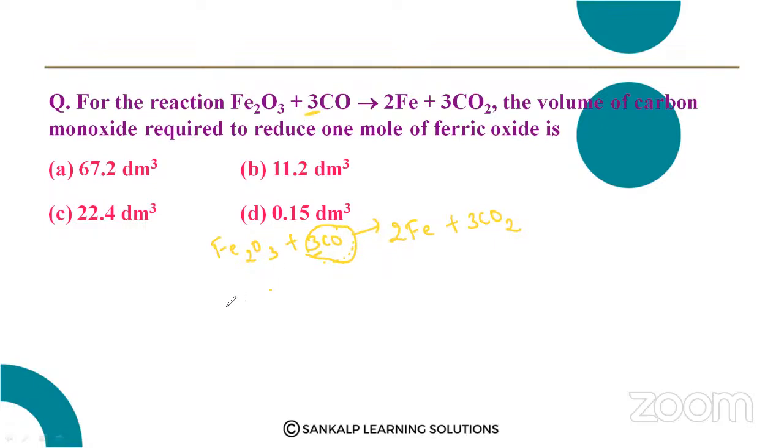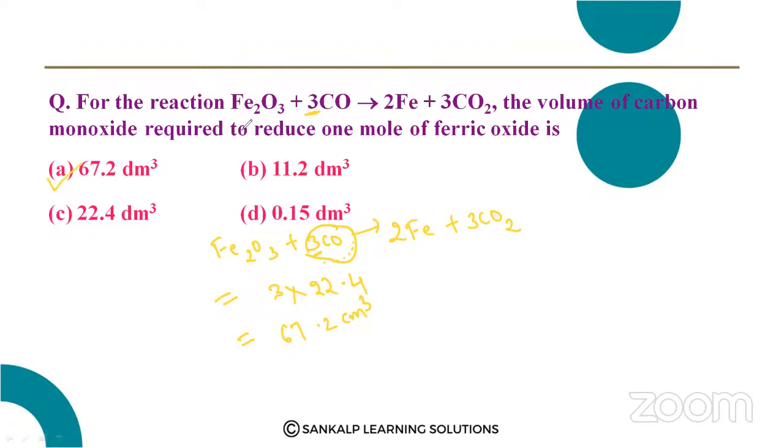So 3 moles of carbon monoxide is required to reduce 1 mole of ferric oxide. Here it is 1, since there are no coefficients, it is considered as 1. So to reduce this 1 mole of ferric oxide, it requires 3. So 3 into what is the standard? It is 22.4. So you have to multiply 3 into 22.4, right? So how much will you get? The answer comes to be 67.2. Okay, so this is the correct answer, 67.2.